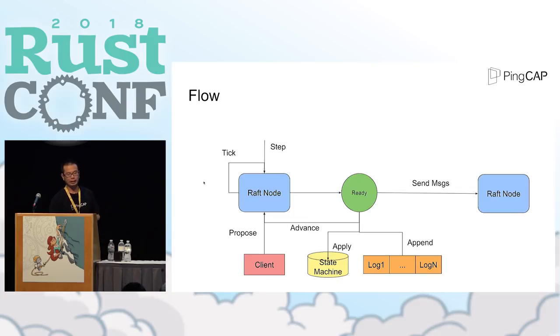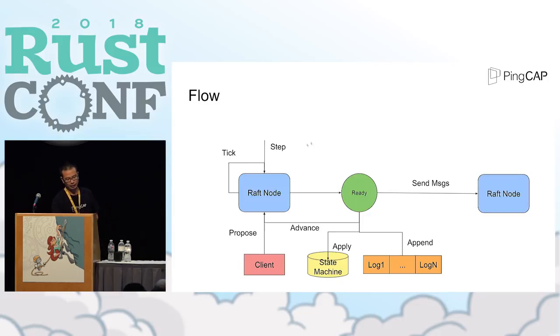One is tick, which means that we need to drive this Raft node regularly. For example, every 100 milliseconds, we call tick, tick, tick to drive the Raft node. Another way is that the client will send a request explicitly to the Raft node, the leader, and we call this propose. We use propose to drive the Raft node. And sometimes the Raft node will receive a message from another Raft node, and here we use step to drive the Raft node. After we drive the Raft node, it will move to some state, and sometimes the Raft node will move to a ready state.